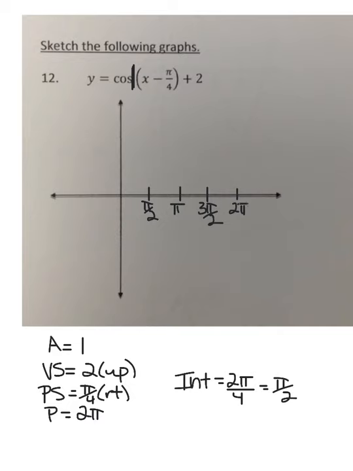All right, so my amplitude is 1, but I do see I have a vertical shift of 2, so I'm going to go 1, 2, 3, 1, 2, 3.